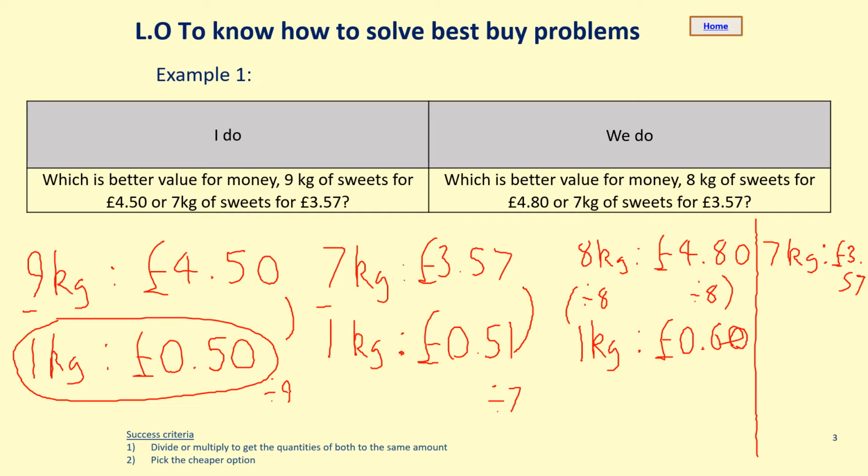And then in the other one, you should have divided by 7 to get 1 kg. And in the second deal, 1 kg is going to be 357 divided by 7, which gives 51p. Okay, in that deal. So this one is cheaper. The second is cheaper. Let's have a look at the next one.